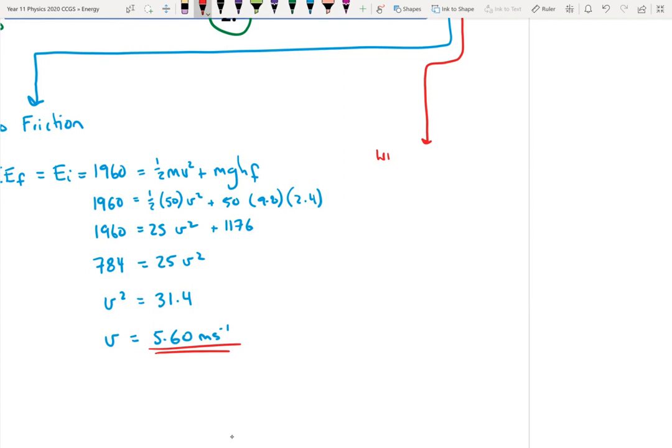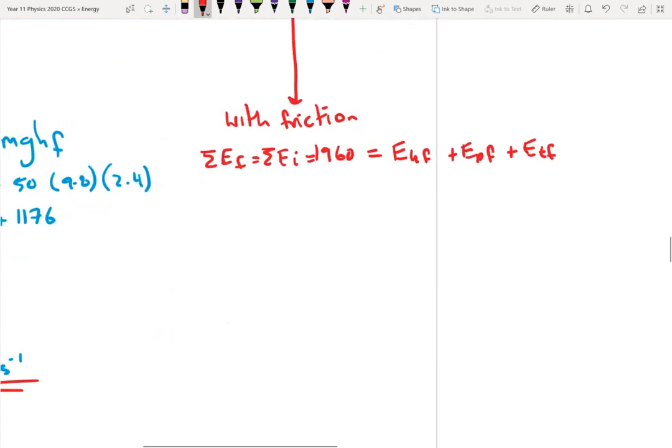With friction, we now have to bring in that new term. The sum of energy final equals sum of energy initial, which was 1960, equals K final plus EP final plus ET final. Apologies, I've gone off the page here. Let's rewrite it. 1960 equals half mv squared plus mgh final plus ET final.